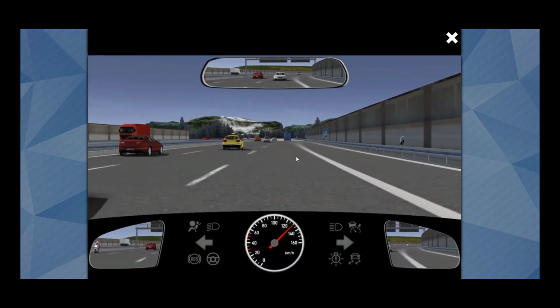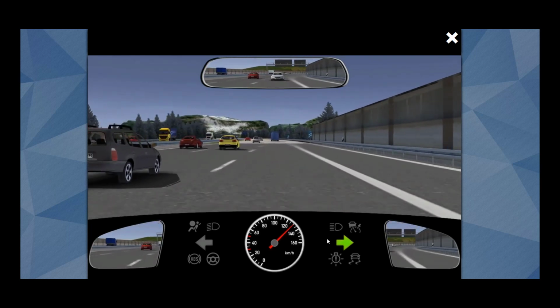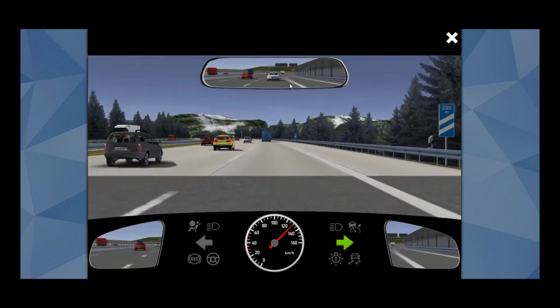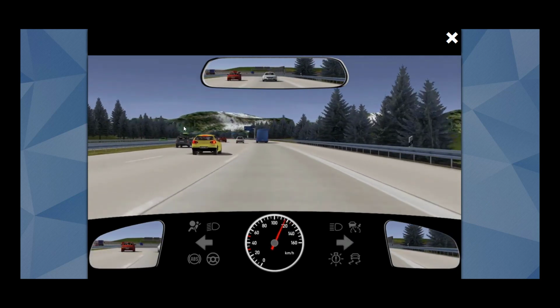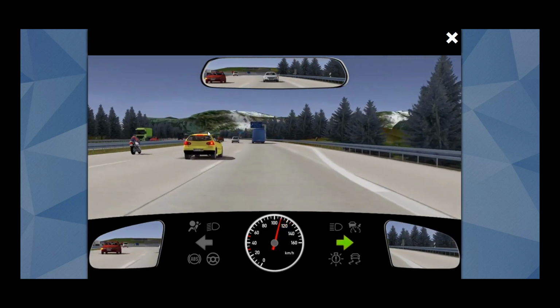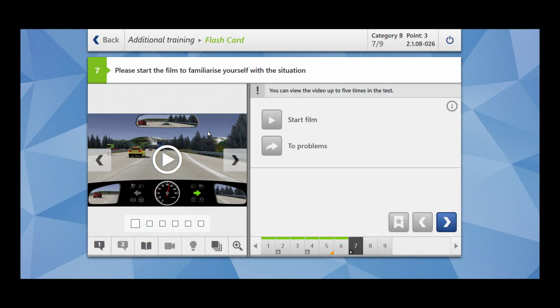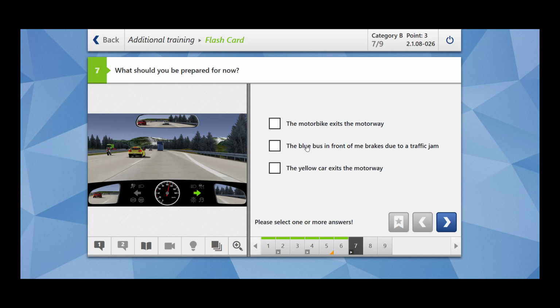So we are on the autobahn. At the 300 meter marking, we have given the indicator. What we see in the center mirror, this white car has also given the indicator and the yellow car also. Yellow car and white car, both of them also want to exit the autobahn. Two problems. What must you be prepared for now?